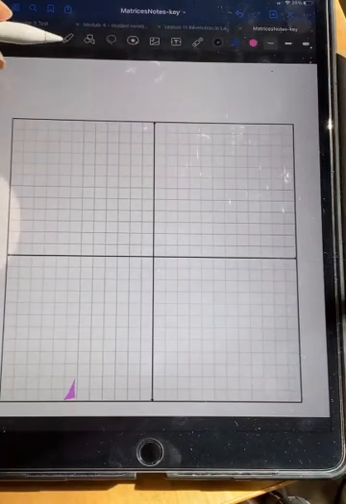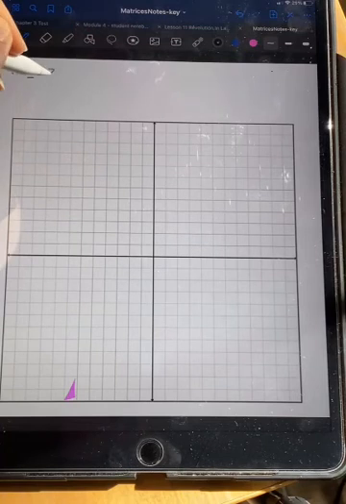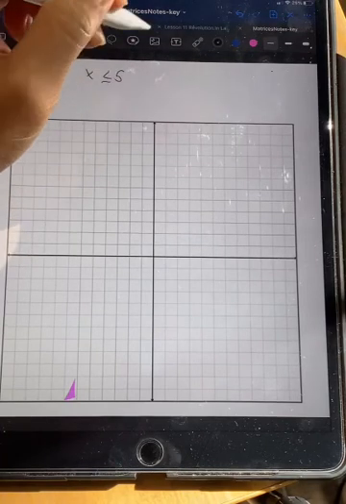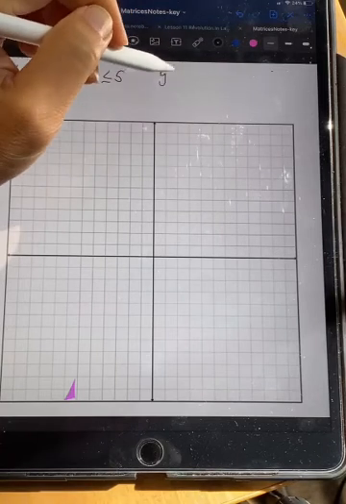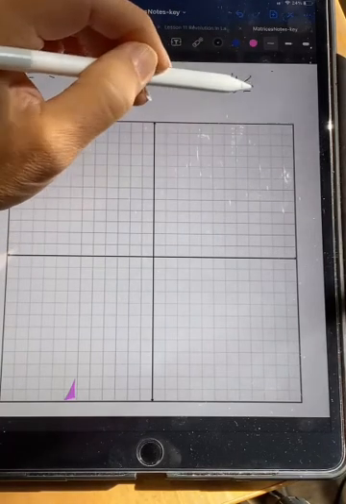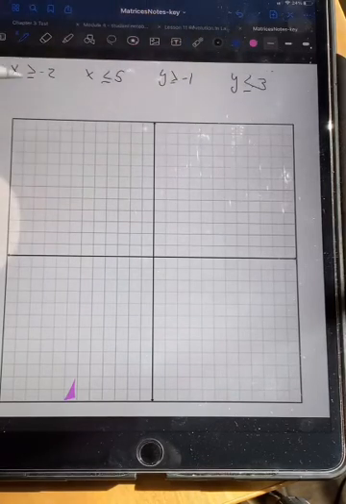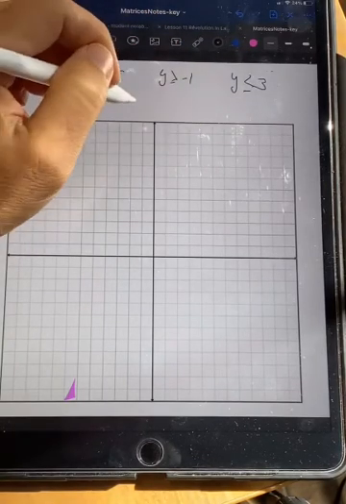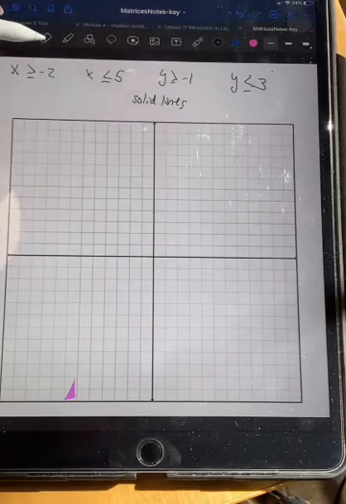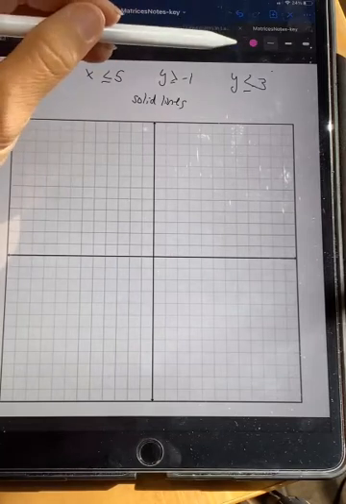So our first equation is x is greater than or equal to -2. The second, x is less than or equal to 5. Y is greater than or equal to -1. And y is less than or equal to 3. So the first thing that we see on all of these is they all include the equal sign. So they will all be solid lines. Right?